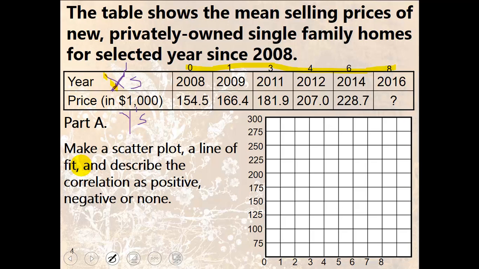So at year 0, 2008, I'm at roughly 155, right? So I'm going to go right here. And then at 2009, that's year 1, I'm at 166.4, okay? And at year 3, I'm at 181, almost 182. And at year 4, I'm at 207. And at year 6, I'm at 228, roughly 229. And 2016, or year 8, that's what I'm going to predict. That's what the question mark is for.